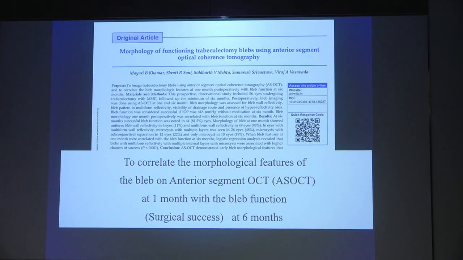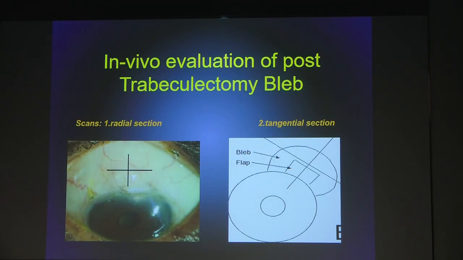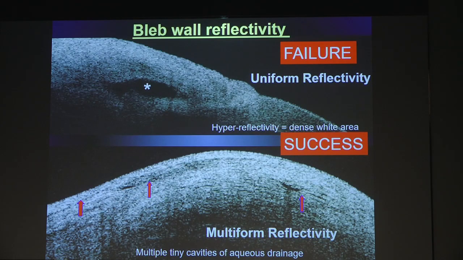And that is why we undertook this study to correlate the morphological features of the bleb on the anterior segment OCT at 1 month with the bleb function, surgical success at 6 months. The cross-sectional images were taken from the radial part as well as the tangential area of the bleb. So bleb wall reflectivity could be uniform reflectivity, or it could be multiform reflectivity. Uniform reflectivity usually is a sign of failure, and the multiform reflectivity with the tiny cavities of the aqueous drainage is a sign of success.